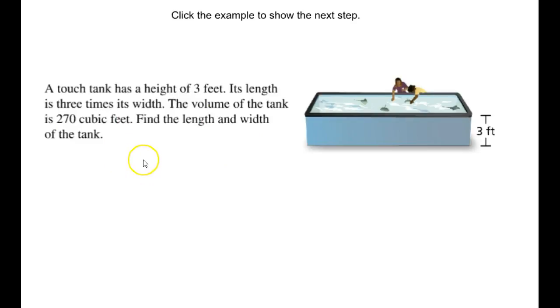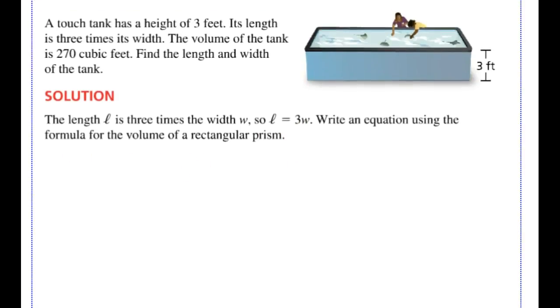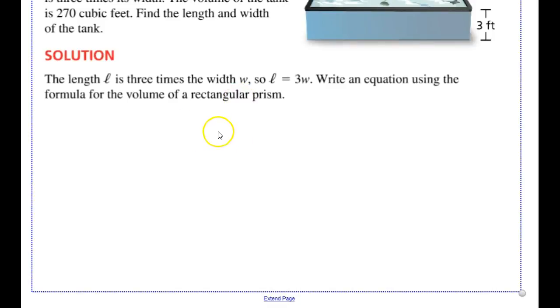Well, so now I have to figure out what information I'm given and what information I need. So I know that the length is 3 times the width. So I'm going to go ahead and write L equals 3W. So now I can use that information, and that will help me find the volume. Right? So I know that the volume is equal to length times width times height.